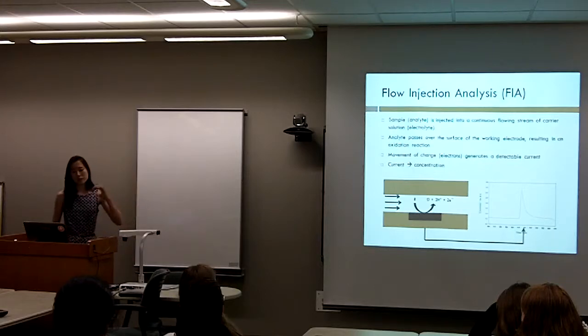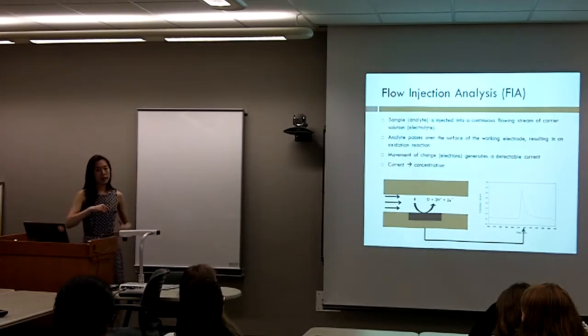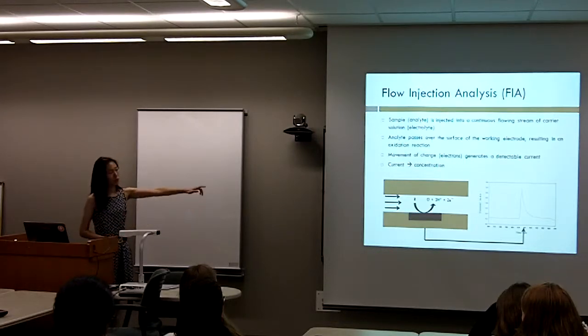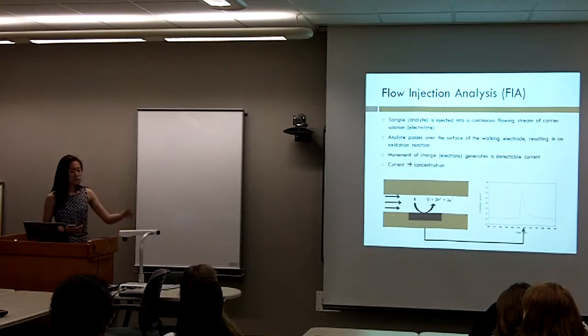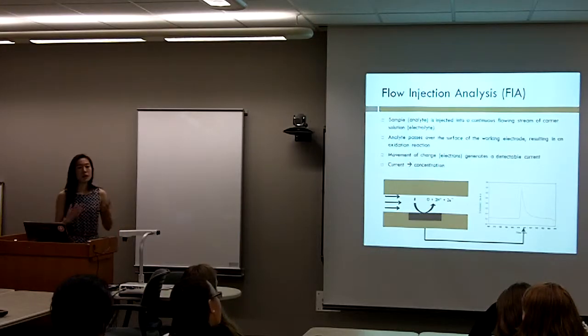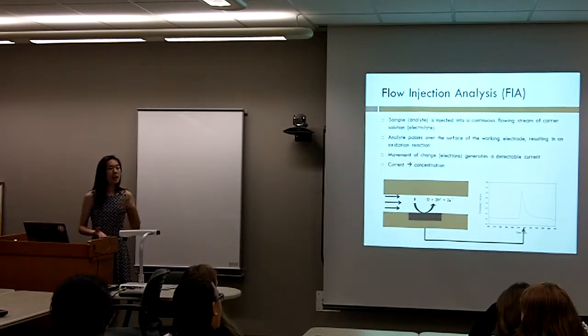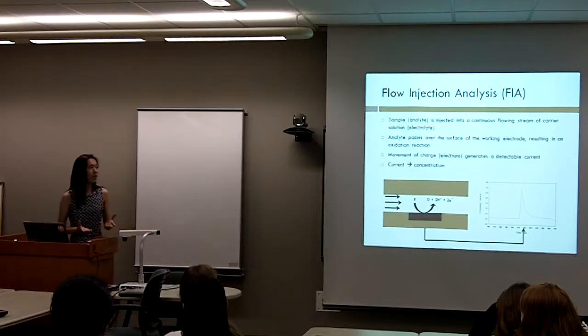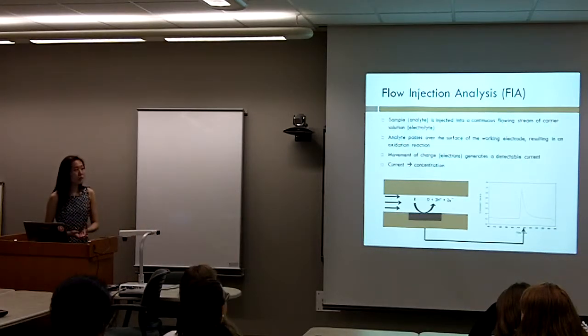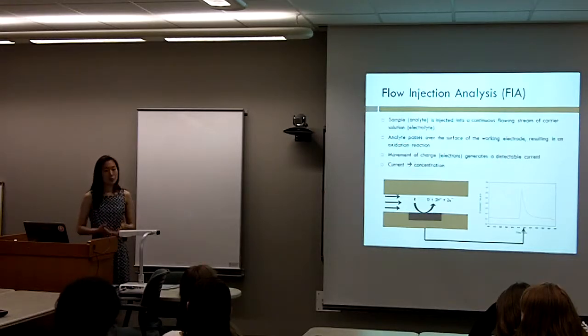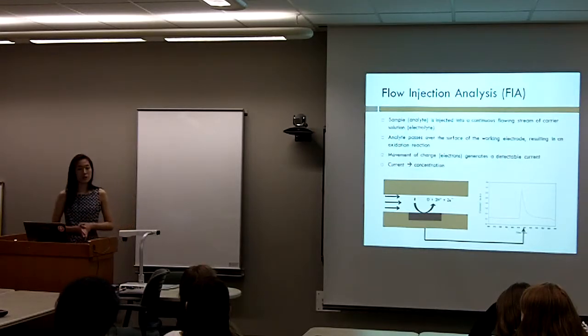So as your carrier solution is flowing through, you inject your analyte, or propranolol in this case, and it's incorporated into the flowing stream and eventually reaches the working electrode, which you can kind of see down there. As it passes across the surface of the working electrode, depending on the potential that you apply, either an oxidation or reduction reaction will occur. I'm applying extremely positive potentials, so an oxidation reaction occurs, meaning that the propranolol, when it comes in contact with the surface of the electrode, becomes oxidized.